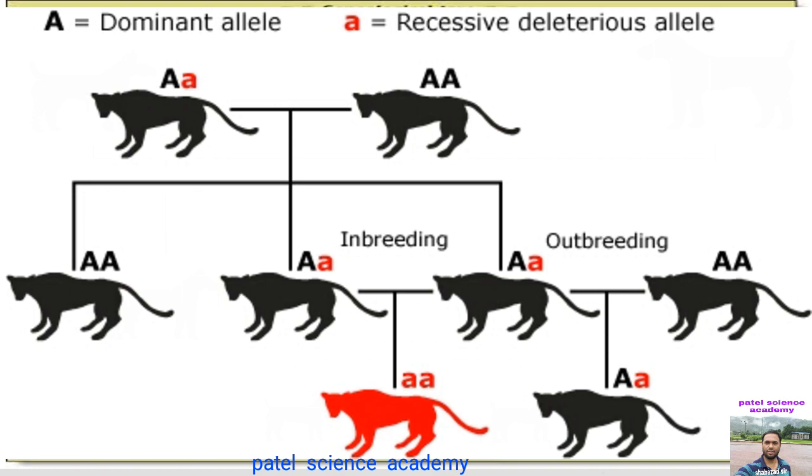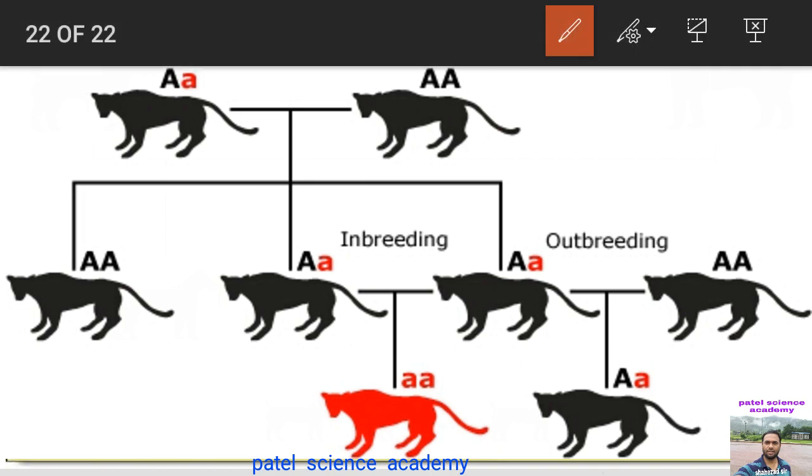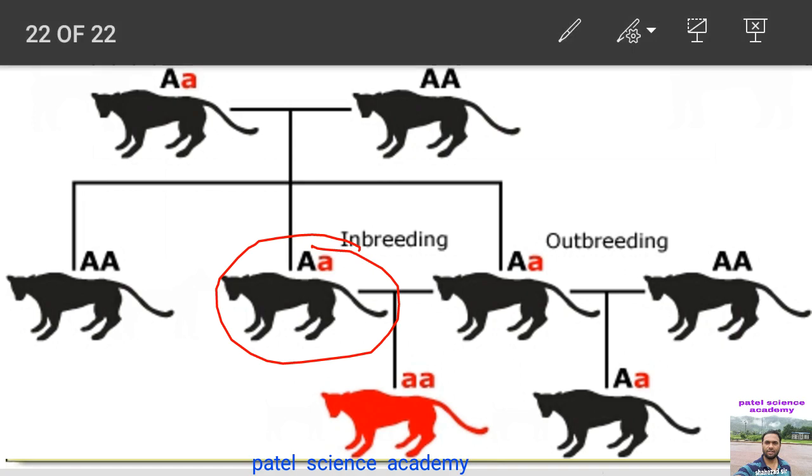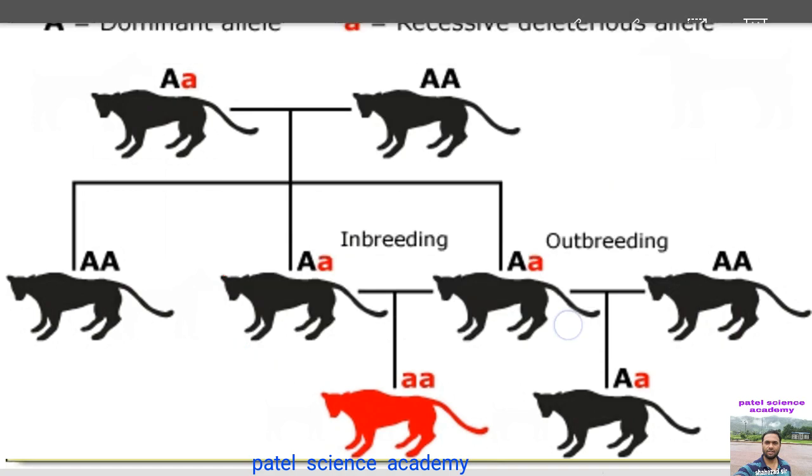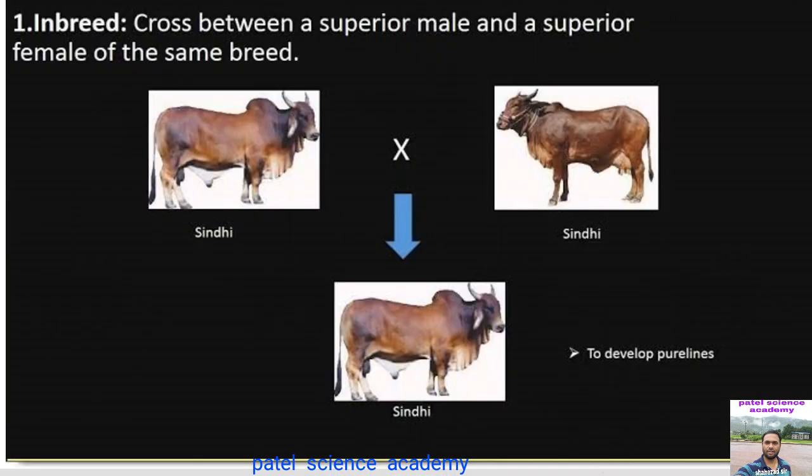You can also see this example in the tiger too. Capital A is indicating the dominant allele and small a is indicating the recessive deleterious allele. So the inbreeding progeny you can see here. So simply this is about inbreeding.